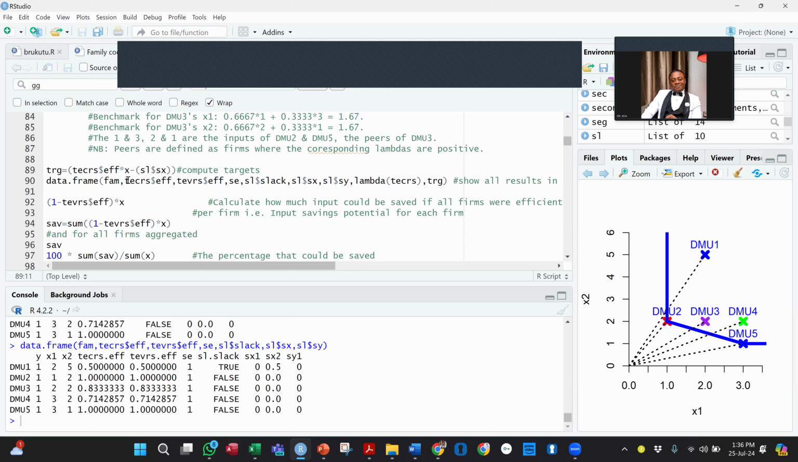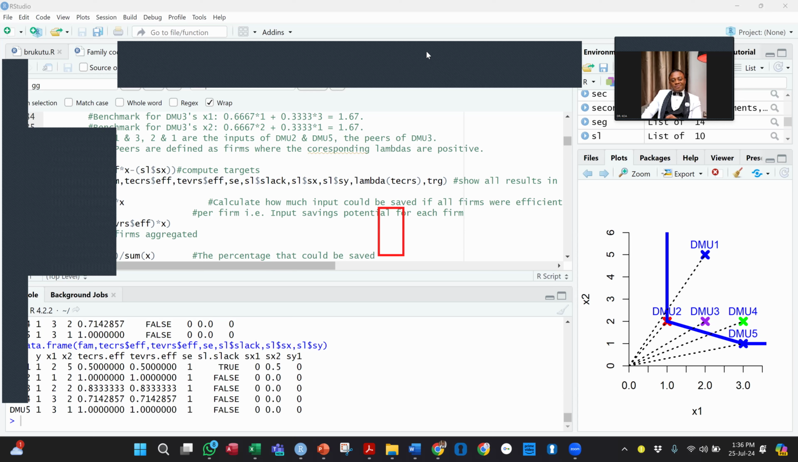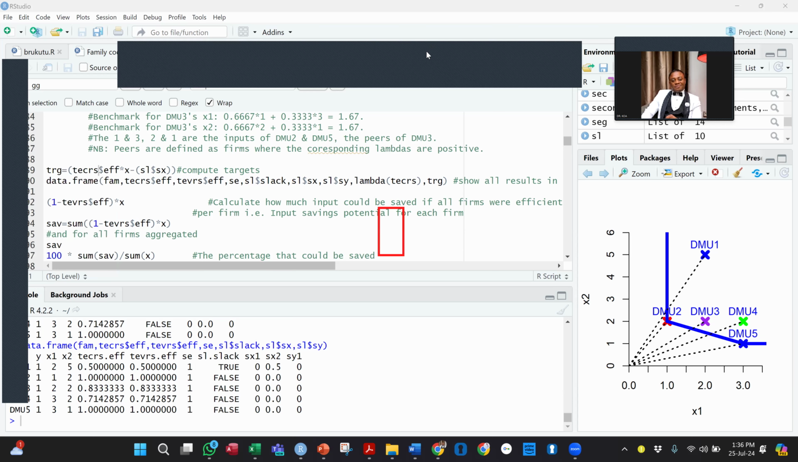This will compute the target. So look at it and let's see what it means. Technically, it means that the target is equal to the efficiency score, let's say it's theta, multiplying the input, if it is input orientation, minus any possible slacks. That's it. Minus any possible slacks.